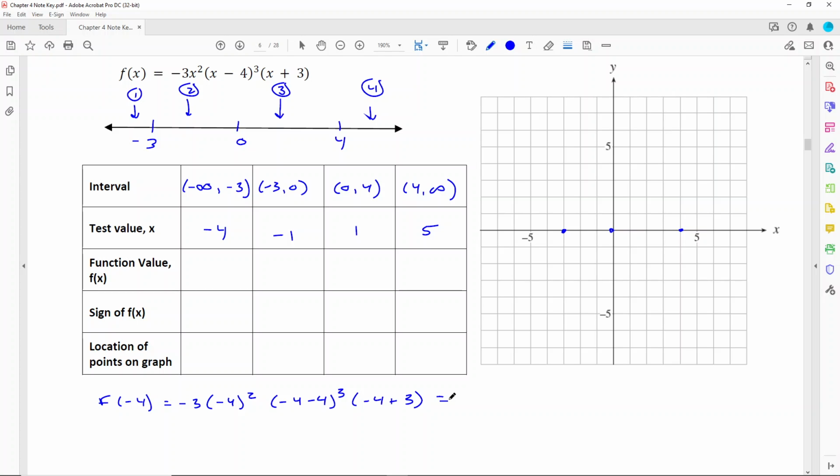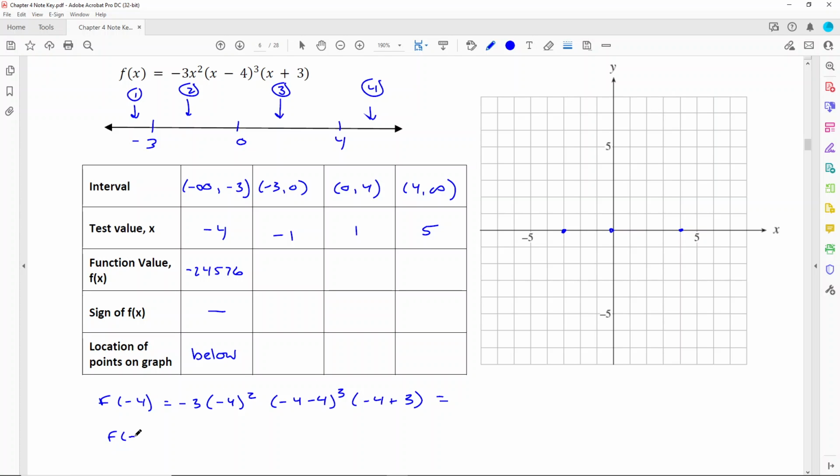Sweet. Okay, so that gives me negative 24,576. Sweet. Never putting that on a graph. But what does that tell me? That tells me that when the x value is negative 4, something to the left of this x-intercept, the y values are negative, which means that the graph will be below the x-axis. And then we keep going.